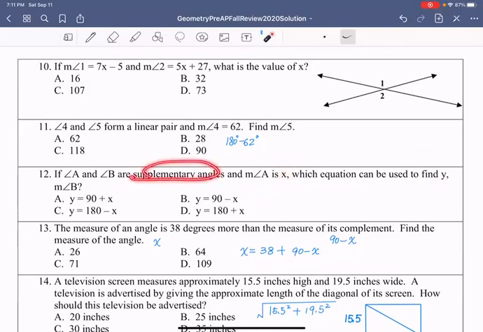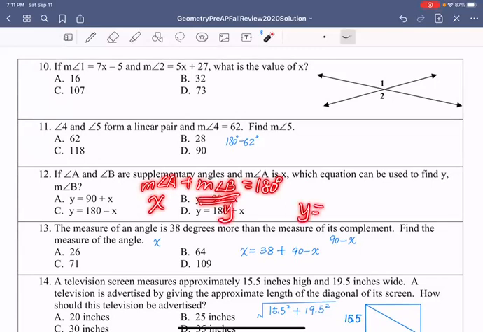They are supplementary, so it's just either C or D. So let's see. A and B is supplementary. So you have this, right? 180. This is X, so this will be Y. So Y equals... Oh, so the answer is C. It's C and it's not D, okay? Yeah. All right.